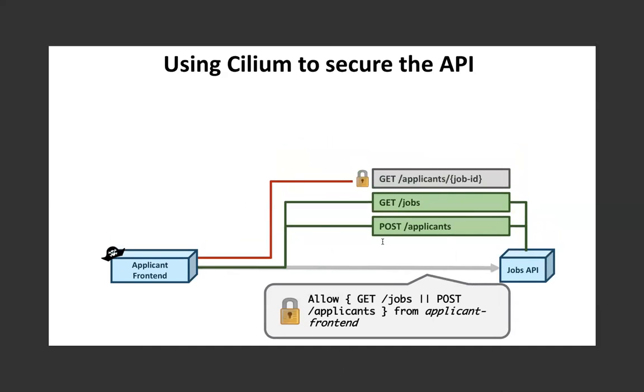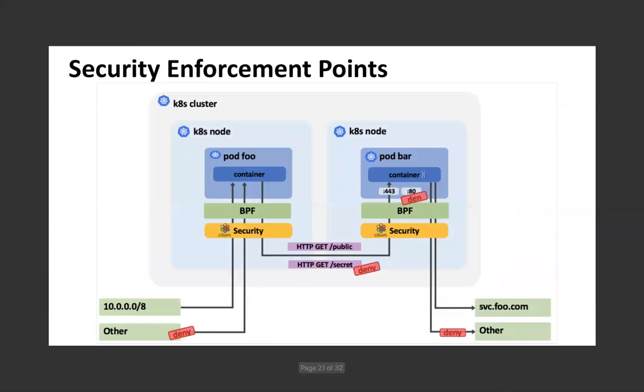What we want is a policy that looks like this. We want to still say the applicant front end can talk to the jobs API, but on top of that, we want to say you can only do the API call get to /jobs or post to /applicants. The get to /applicants should not be allowed, because that should only be allowed if the recruiter front end is talking to the jobs API. So that's what we call API aware security. That's the biggest policy leap that we're introducing.